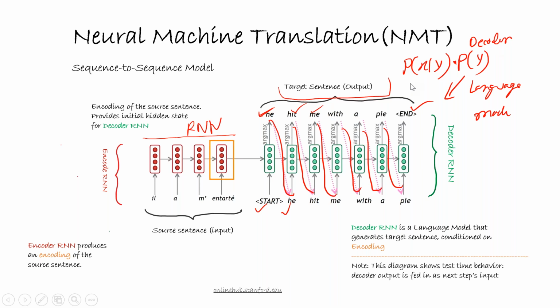Okay, so the encoder RNN produces an encoding of the source sentence. The decoder RNN produces a decoding of the target sentence, right? This diagram shows test time behavior: the decoder output is fed in as the next step's input. That's how this complete model works, and it's basically a seq to seq model, as we call it. You can have a look into the seq to seq model paper, which has more explanation and more maths on what has been done behind it.